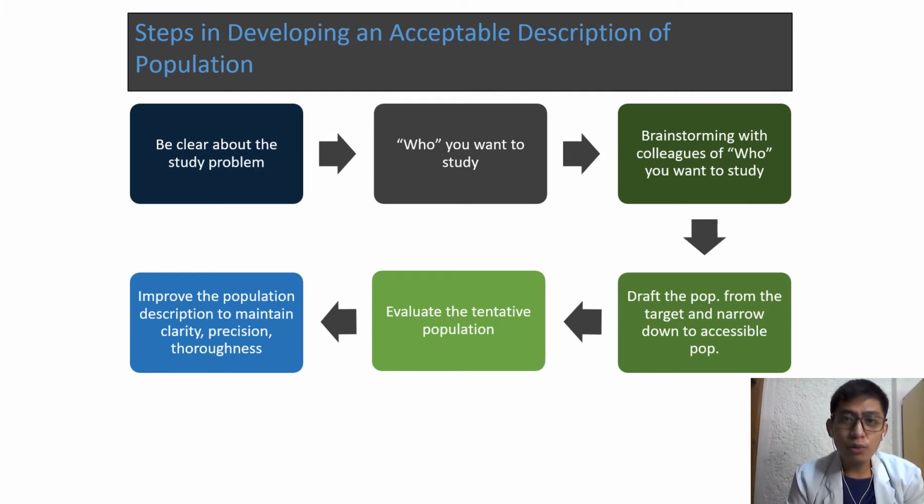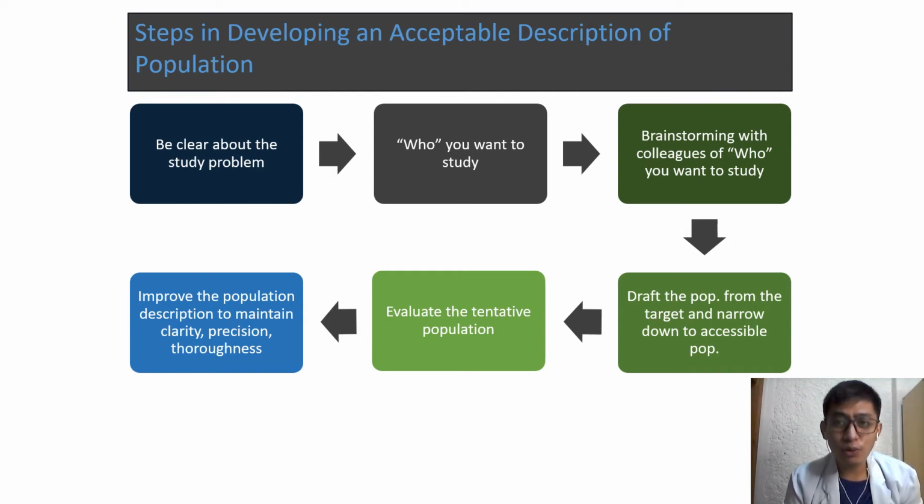Next is who you want to study. That's very specific. Who? It's not only nurses. Is it student nurses? Is it professional nurses? What type of nurse? Is it psychiatric nurse, pediatric? You should specify your study population.